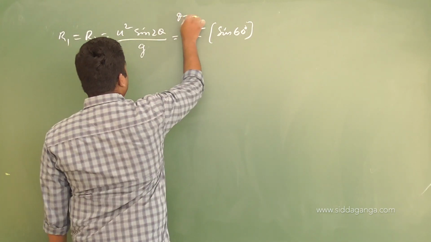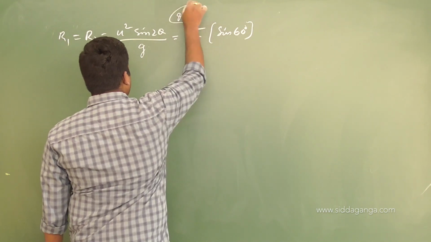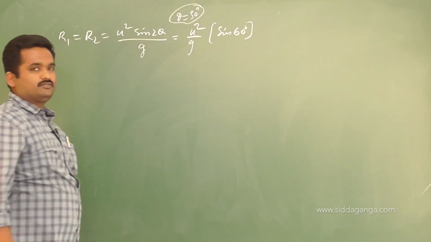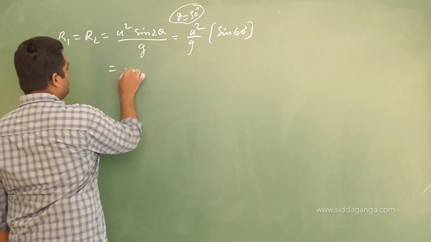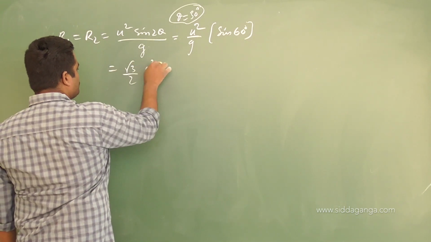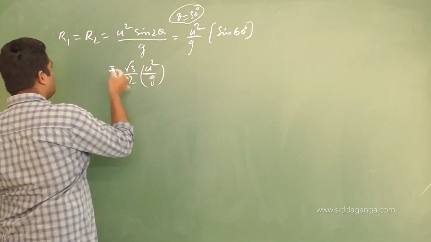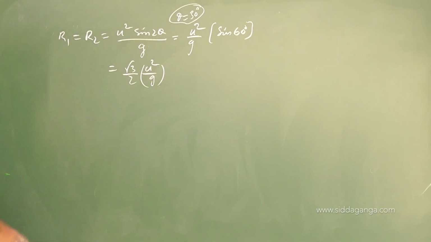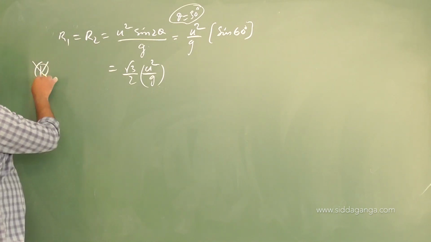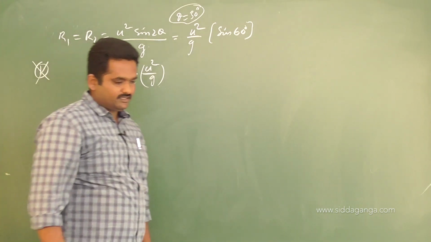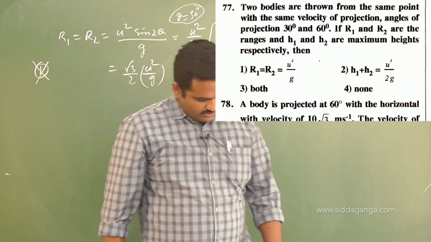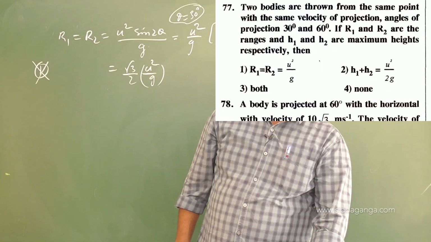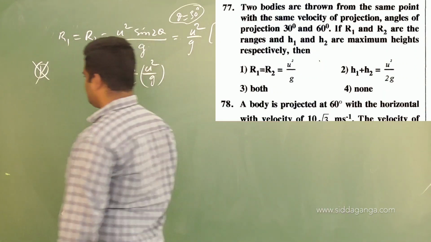So if theta equals 30, sin 60 is root 3 by 2, then this answer should be root 3 by 2 into U square by G. But they are saying that R1 by R2 is equal to U square by G, that is not a correct option, means the first option is not correct. Then check for the second option. H1 plus H2 value is how much? H1 plus H2 equals U square by 2G, is that correct or not?